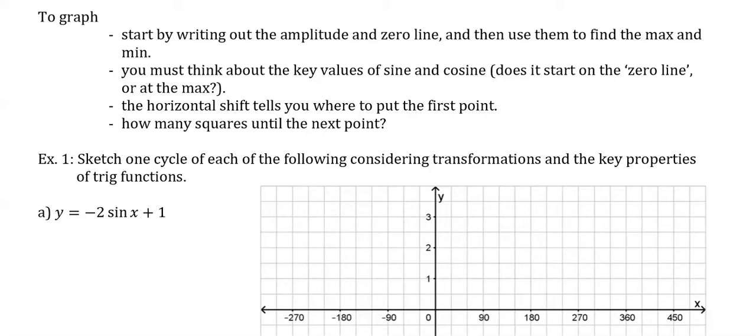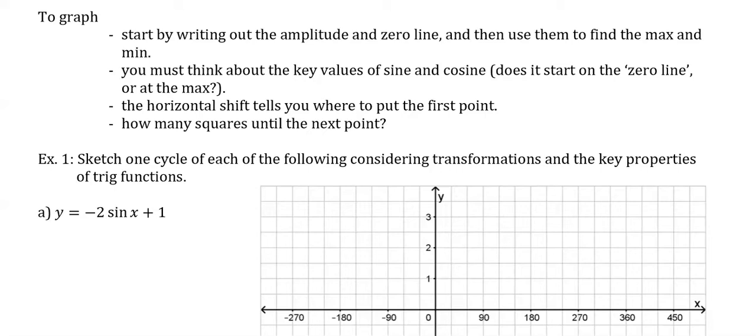What are the values of A, C, and D? Once you've got that, you write out the amplitude and the 0 line, and then use those to think about where the max and the min are. And some of you might be writing this out. Some of you might be doing this in your head. Then we're going to think about those key 5 values. So for sine, you start on the 0 line and go to the max. For cosine, you start at the max and go to the 0 line. So just thinking about those key values.